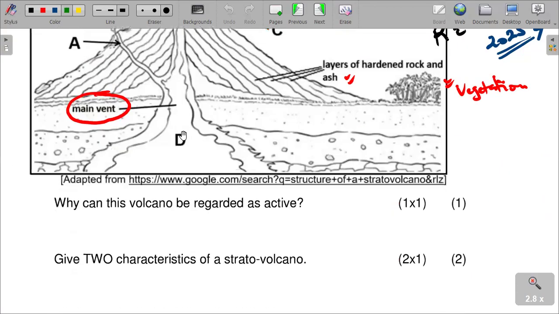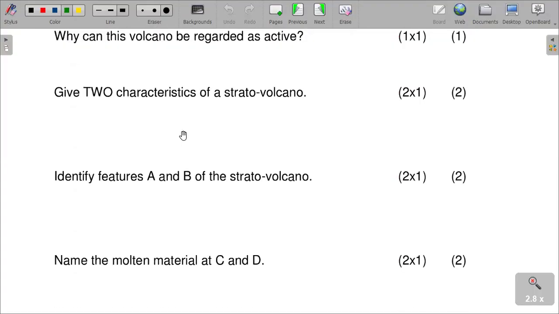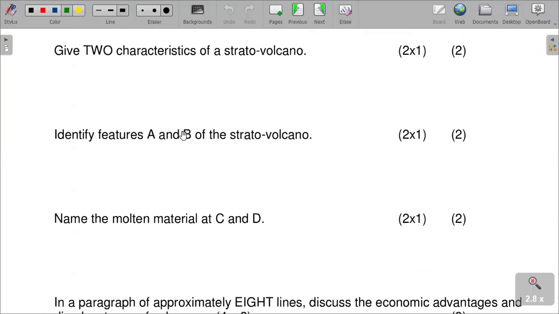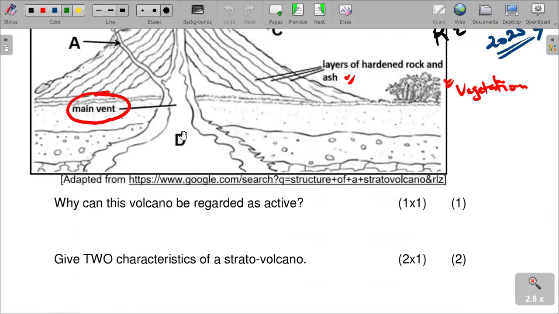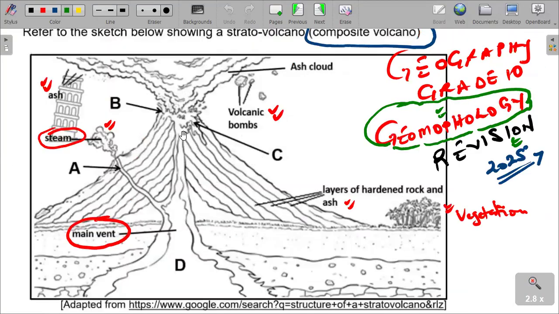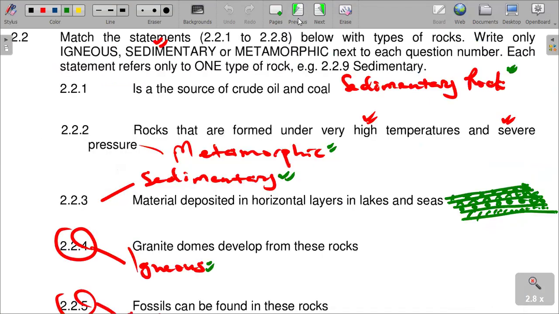We are also going to talk about the features that are found in there, the molten material, and also the economic advantages and disadvantages of volcanoes. As volcanoes take place, there are also economic advantages and disadvantages that arise. So without wasting any time, we want to go straight into the content of today's subject so that we can relate and answer the questions very well.